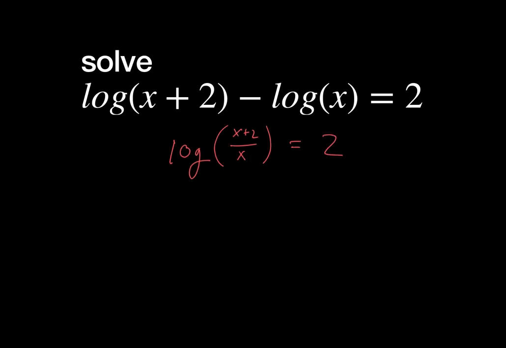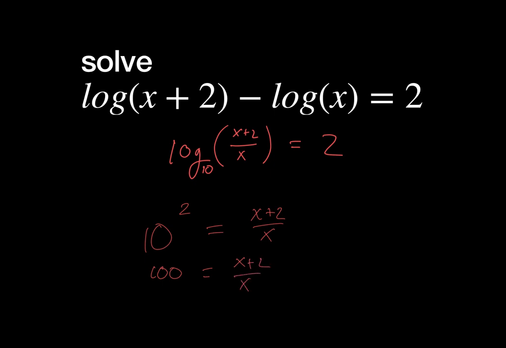That equals 2. All I did was notice subtracting same base logs means I'm dividing what's inside. Now I can't take the log of variables, but I can convert this into exponent form. Just log, written without a base, is base 10. So I will have 10 to the 2 equals x plus 2 over x. Well, this is 100 equals x plus 2 over x.